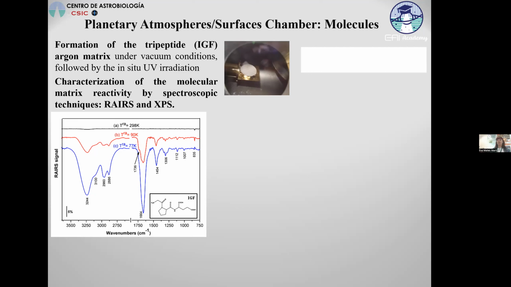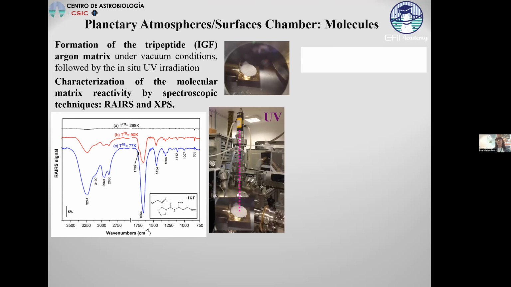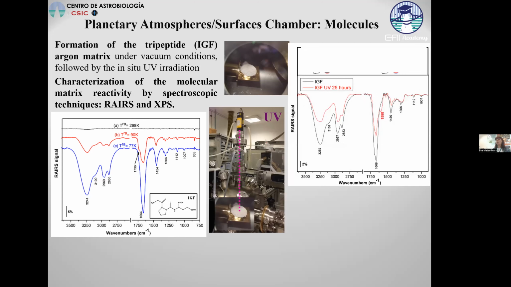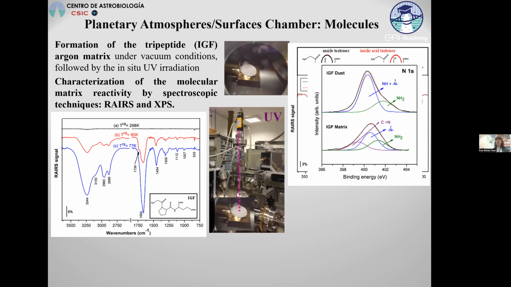Then once we form the argon matrix of the peptide molecule, we start irradiating the sample. And we see here that after 25 hours of UV, the spectra start changing. And we have a new shoulder in this part of the spectra. If we do a careful analysis of the infrared spectrum, we see that the amide tautomer is converting to the imidic acid tautomer, and that was confirmed also by XPS studies.